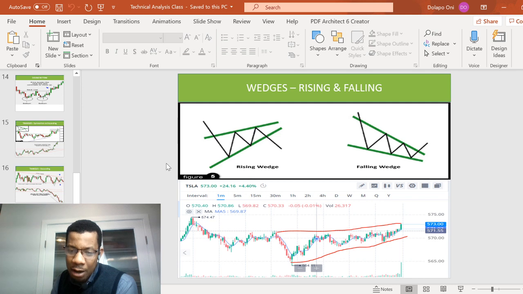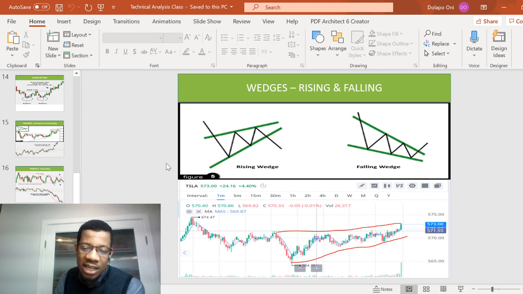So wedges tend to be a signal of continuation. They typically signal that price is continuing in the direction they are facing. You rarely find a wedge on a straight line. You tend to find wedges either going up or going down. So it's either a rising wedge or a falling wedge.